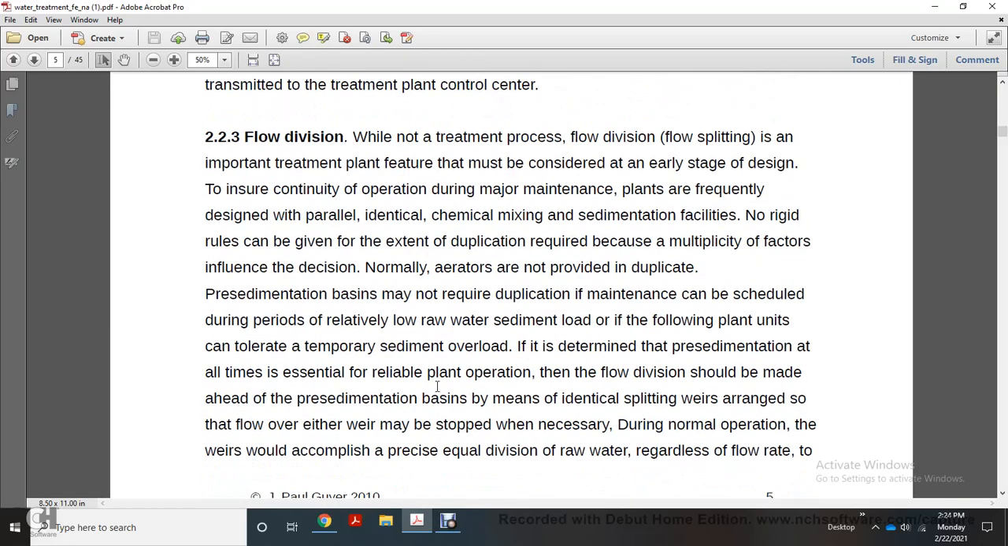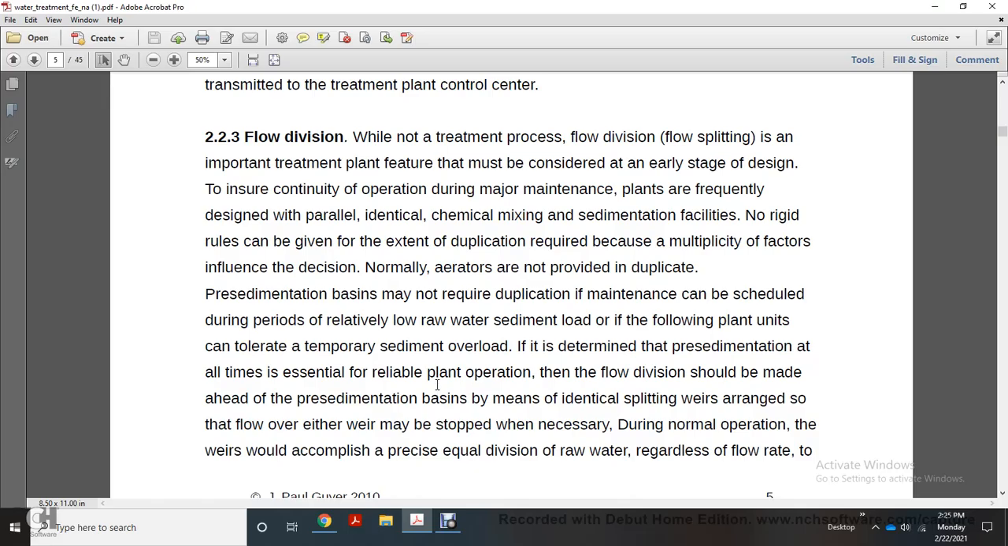Flow division. Flow splitting is an important treatment plant feature that must be considered at an early stage of the design to ensure that the plant can continue operating during major maintenance. Plants are frequently designed with parallel identical chemical mixing and sedimentation facilities. No rigid rules can be given on the extent of duplication required, because of the multiplicity of factors and influences on the decision.